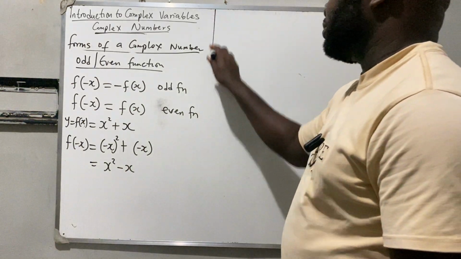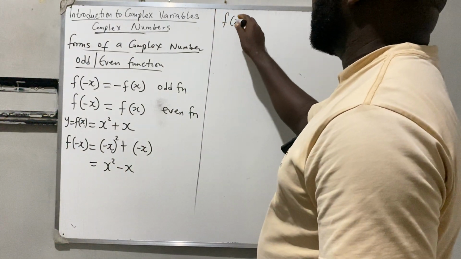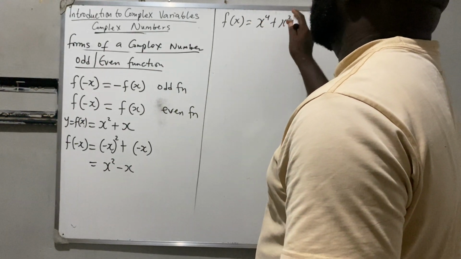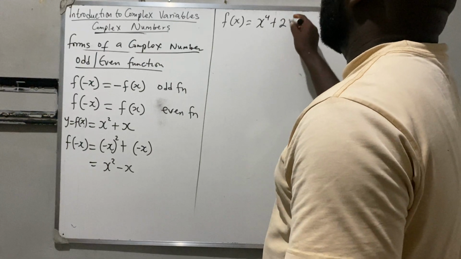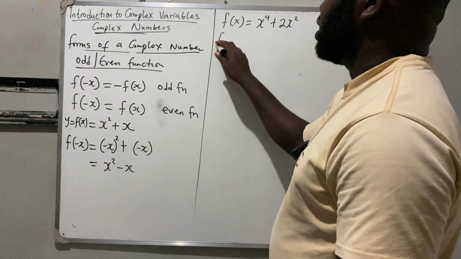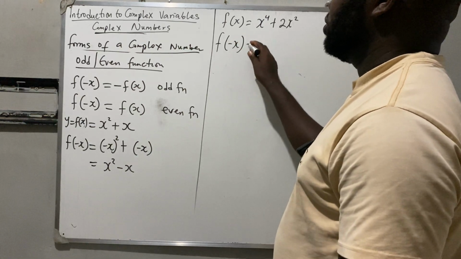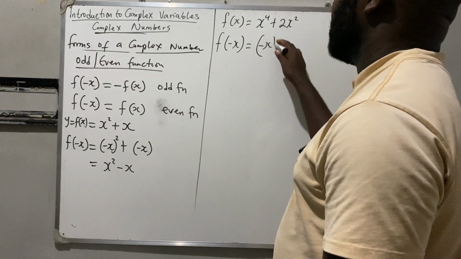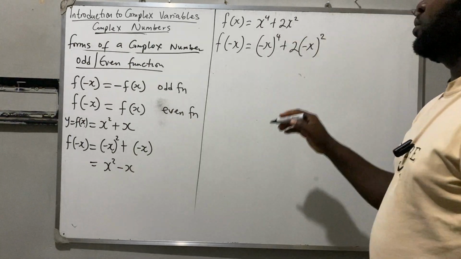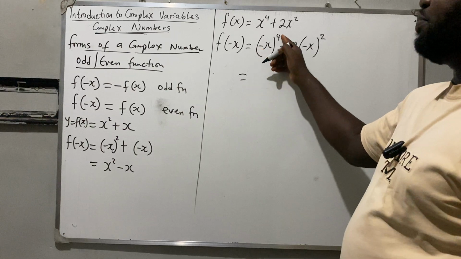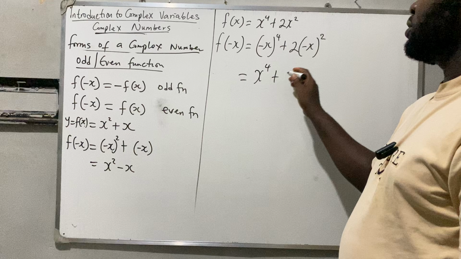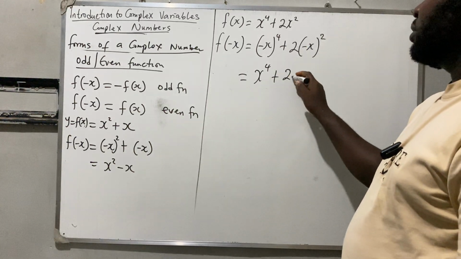Okay, so an example of that is that if I have f of x equal to maybe x to the power 4 plus 2x squared. Okay, so let's check if this is even or odd. So we'll take f of negative x, which is what? Negative x raised to power 4 plus 2 into negative x raised to power 2. When the power is even, the minus will disappear. So this is x raised to power 4 plus 2x squared.